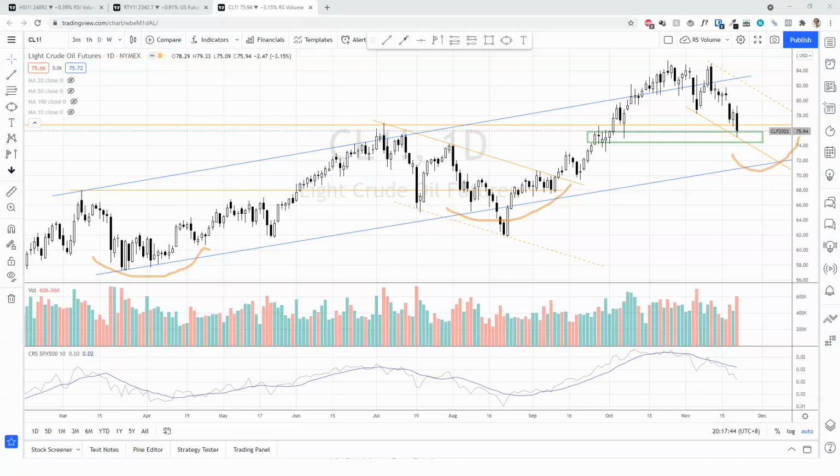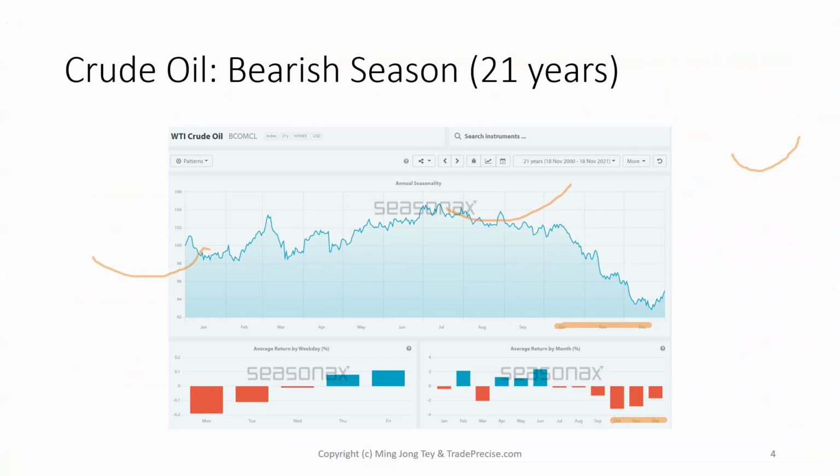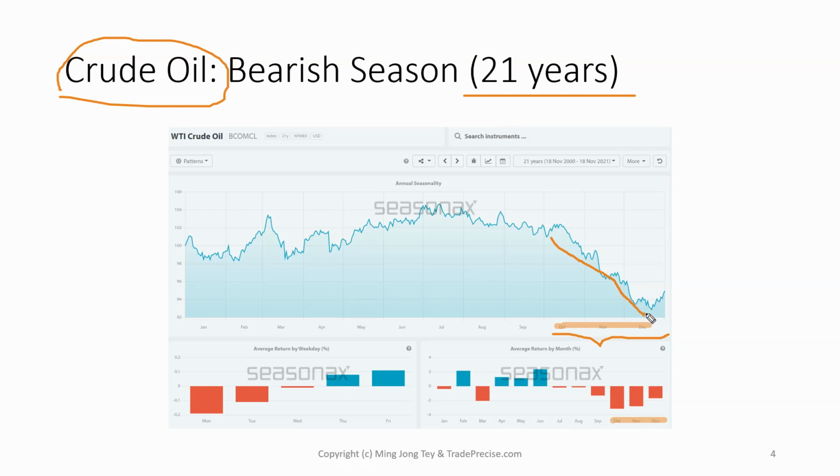So in terms of the season, let's take a look at the season here. Usually seasonality works for a lot of commodities. So let's just take a look at crude oil. What happened to crude oil for the past 21 years, especially during the current season, from October until December? It's in a very clear downtrend.